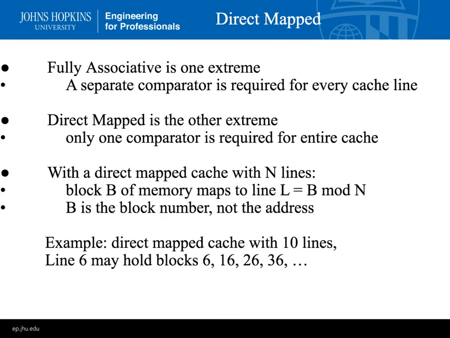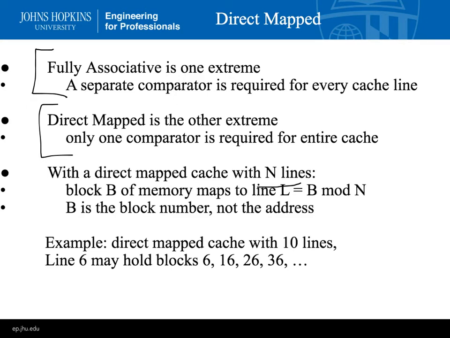So fully associative is one extreme where any tag can go in any line. Direct map is the other extreme where we actually use part of the bits of the address to figure out which line it maps to.